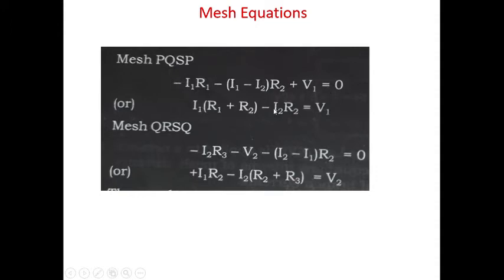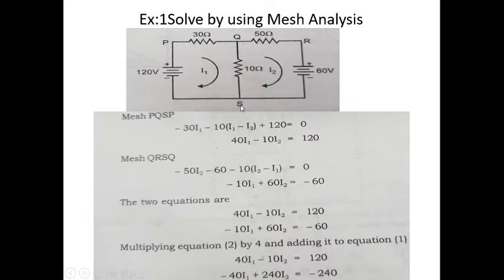Then we can rearrange it, I1 terms together and I2 terms together. So I1 into R1 plus R2 minus I2 R2 is equal to V1. For the second mesh, we can write the equation: minus I2 into R3 minus V2 minus I2 minus I1 into R2 is equal to 0. So again we can group the I1 terms together and I2 terms together and write the equation. So here we can solve by using the mesh analysis.